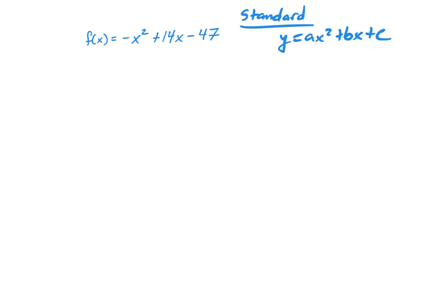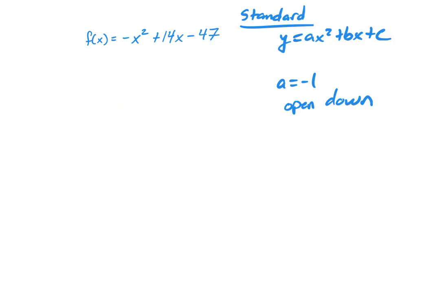Now, the first thing that I'm going to tell you here is a is -1. There's no number in front of the x squared, so we just assume that coefficient to be a 1 right there. And in this case, it's going to be a -1 because we have a minus sign in front of the x squared. And so what that tells me is that this graph is going to open down, and it's going to have a maximum instead of a minimum.